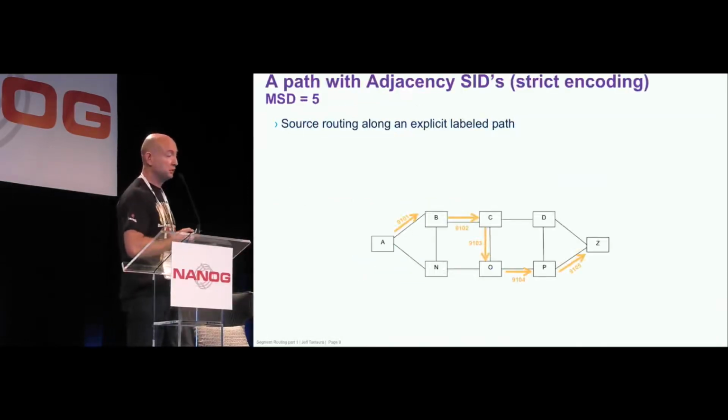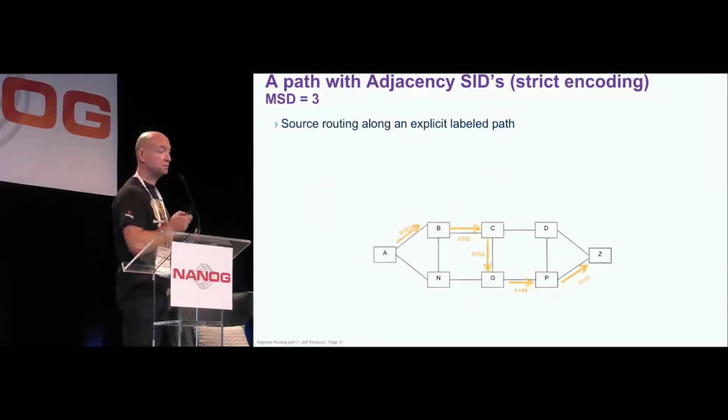So this is a good situation when the MSD supported at node A is the same as the number of nodes that need to be encoded. This is a fully strict encoding, so you encode the nodes you would like to traverse. So we push a seed stack of 5 labels. We pop labels as we go. So far, so good. We reach the destination.